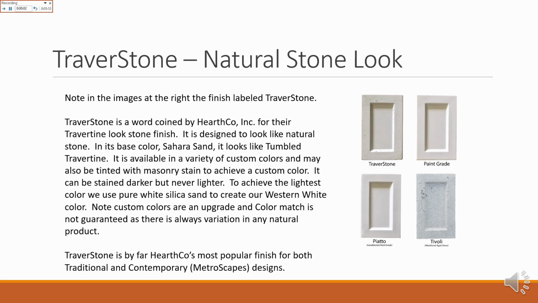Traverse stone is by far our biggest seller. It's the most popular finish, and it looks like natural stone. It has distress marks in it. Traverse stone is made by using a wet hand-packed Portland cement based mixture that's packed in from the back. It's fiberglass reinforced, and that hand packing from the back leaves little voids and distress marks in the front, and they vary. No two pieces are alike, and no one knows what it's going to look like until it comes out of the mold.